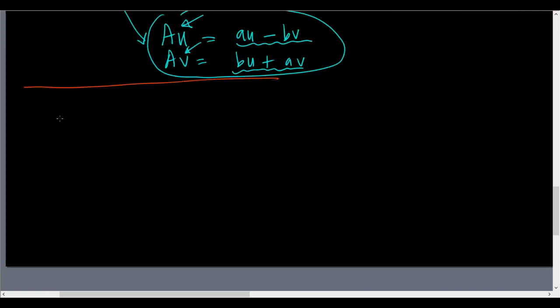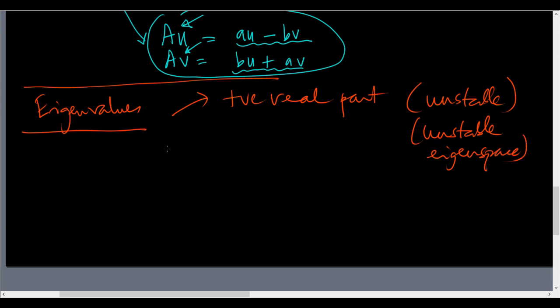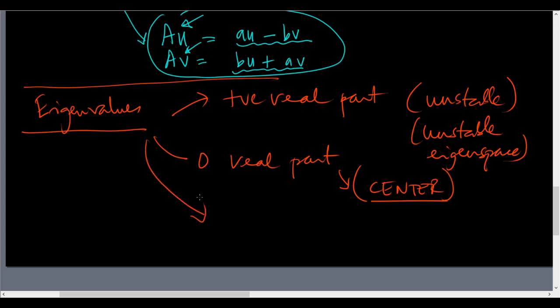So eigenvalues with positive real part are unstable. Sometimes we say unstable eigenspace also, sometimes we say unstable eigenvectors. Zero real part leads to something called a center. Okay, and negative real part leads to stable eigenspace.